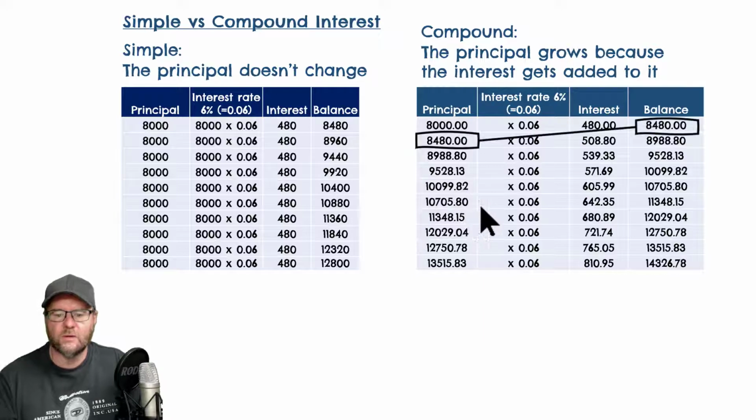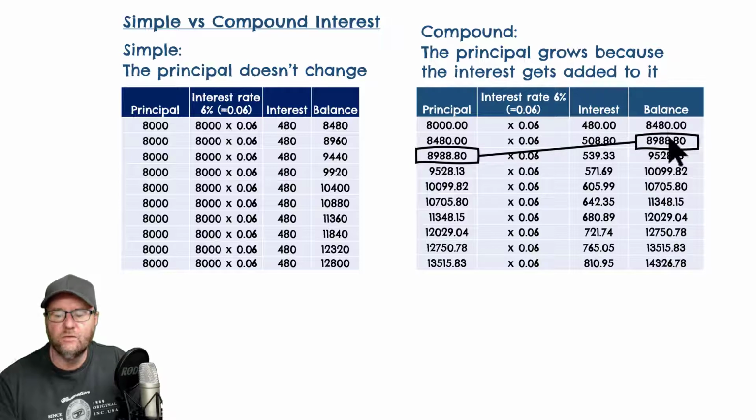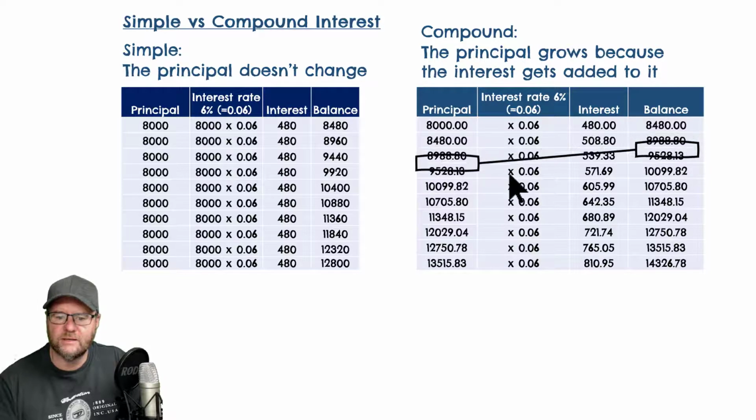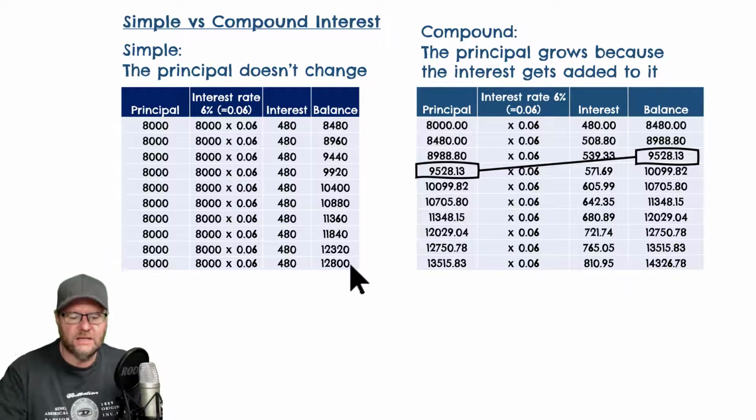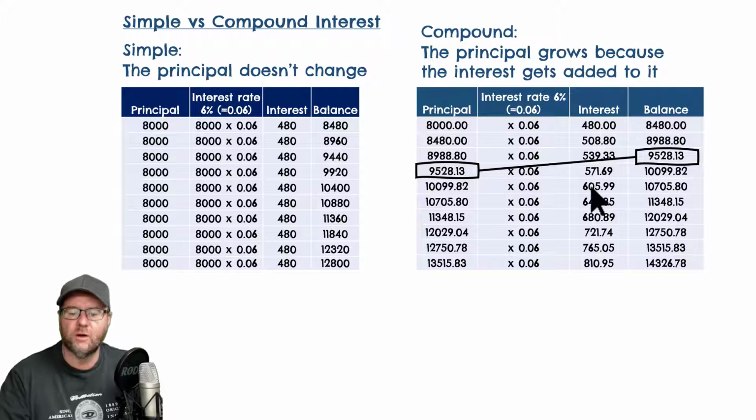In fact, remember the balance from the year before becomes the new principal for the start of the next year. So I can see this amount was the same. At the end of year 2, my balance became the principal for the start of year 3, and so on, and that flows all the way through for 10 years. Now, at the end of 10 years, you can see in simple interest, I've got 12,800, but with compound interest, I've got much more than that because the interest has been growing as the principal has grown.